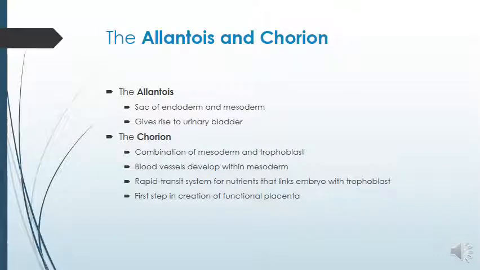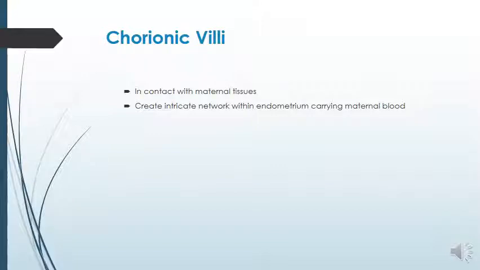The allantois is a sac of endoderm and mesoderm, and it gives rise to the urinary bladder. The chorion is a combination of the mesoderm and the trophoblast. The blood vessels develop within the mesoderm. The rapid transit system for nutrients that links the embryo with the trophoblast goes through here, in this first step in the creation of a functional placenta. The chorionic villi are in contact with the maternal tissues, and they create an intricate network within the endometrium, carrying the maternal blood.